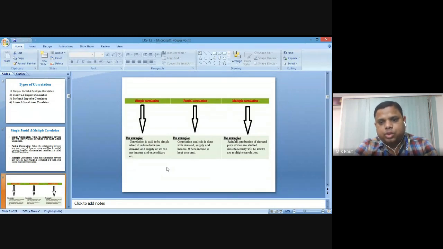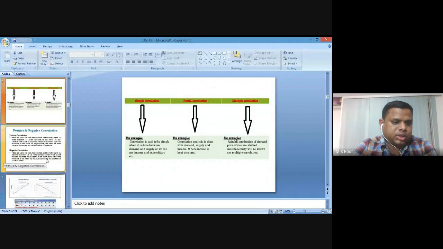Similarly, in case of multiple correlation, for example, rainfall, production of rice, and price of rice are studied simultaneously, at a time, and it will be known as multiple correlation. So these are a few examples which are basically used in business as well as in financial analysis. Moving to the next one: positive and negative correlations.